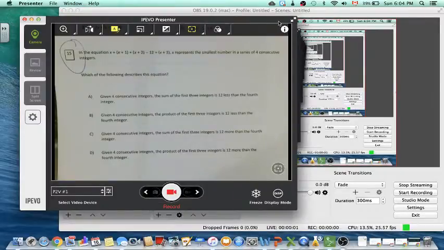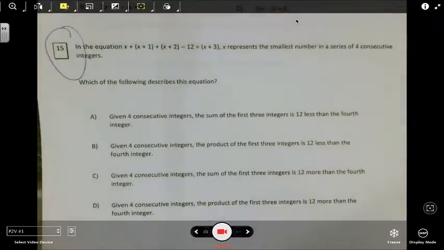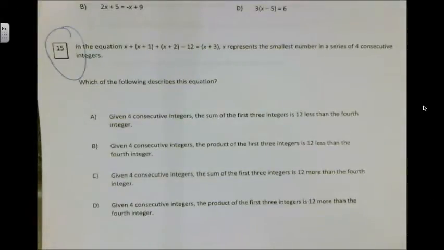Okay, this is grade 8, number 15 in your multiple choice review package. So this is one that's talking about consecutive numbers. We're lucky we don't actually have to solve the problem in this case. It's just asking us which one of these descriptions matches up with the equation that they've given us. Okay, so it's saying given the 4 consecutive numbers.